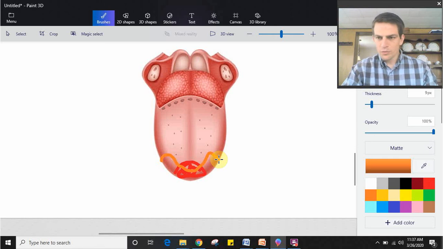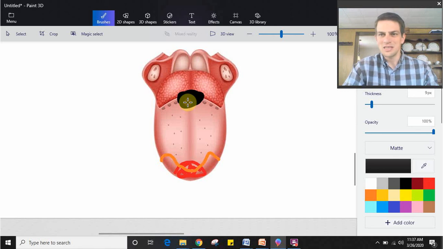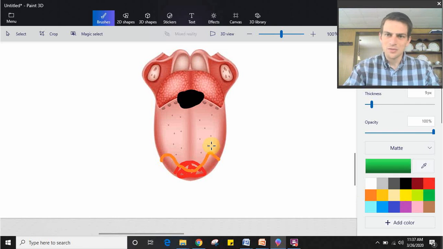Now, bitter foods, I don't know exactly what color to use, so I'll just use black. B for black and B for bitter. They're in the back of your tongue, back here in this region. That's where you taste those bitter foods. Like if you have some bitter tea or something, you would taste it in the back of your tongue.